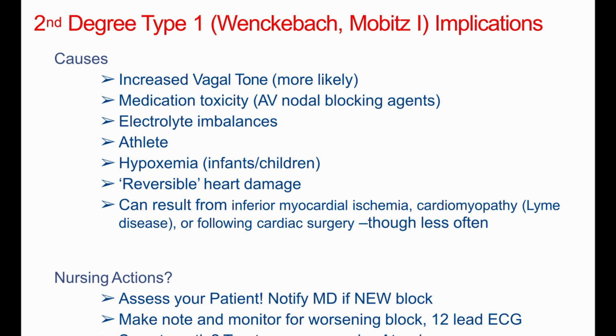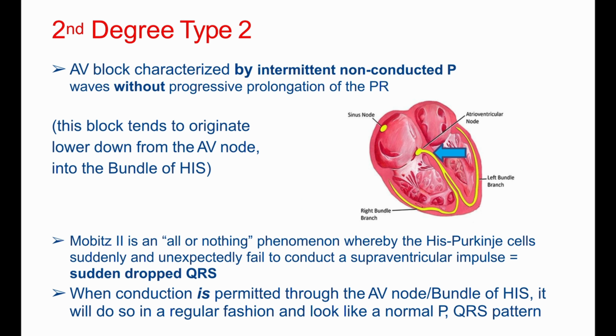Causes include medications, electrolyte imbalance, athletes, hypoxemia, and reversible heart damage. It can result from inferior myocardial ischemia, cardiomyopathy, Lyme disease, or following cardiac surgery. Nursing action is the same as I told you before: assess the patient, notify the MD if it is a new block, make note, and monitor for worsening block. Get a 12-lead ECG, check whether the patient is symptomatic, and treat the cause. You may need to give atropine.